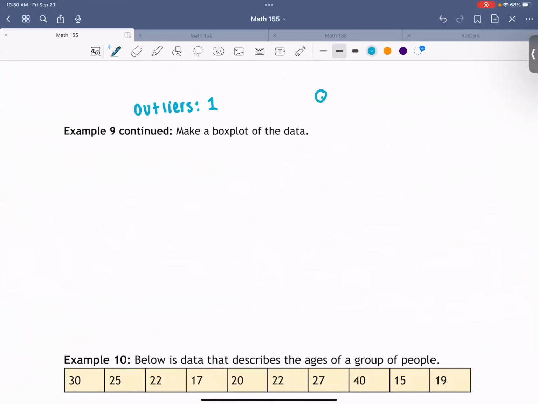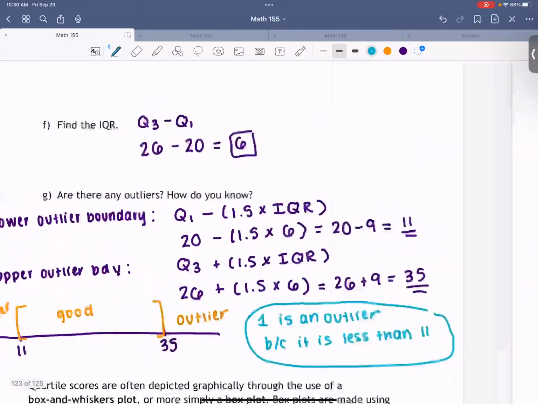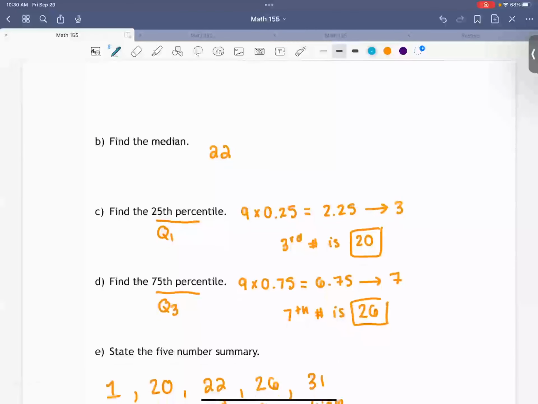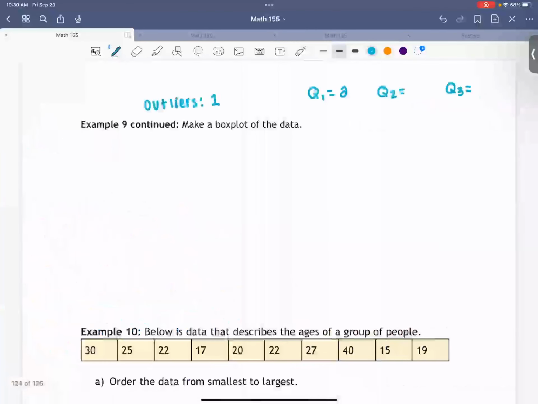I'm also going to write the important quartiles. Remember, the quartiles go inside the box. So maybe I should write what those are. Okay. Taking a peek at my first page, my first quartile was 20. So I'm going to write that down. My median was 22. And my third quartile was 26. Okay, so I'm just writing my quartiles up on my chart here.